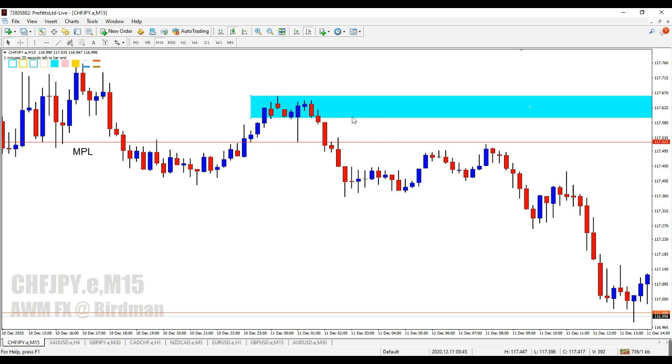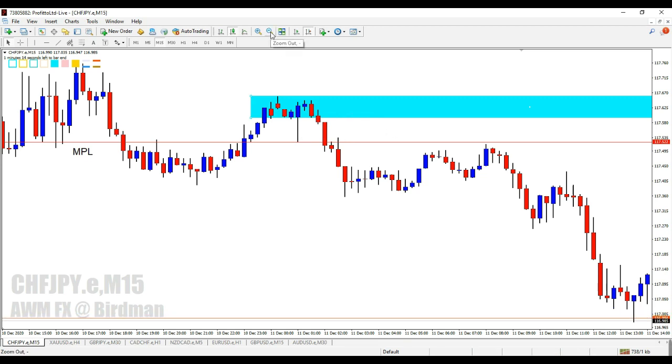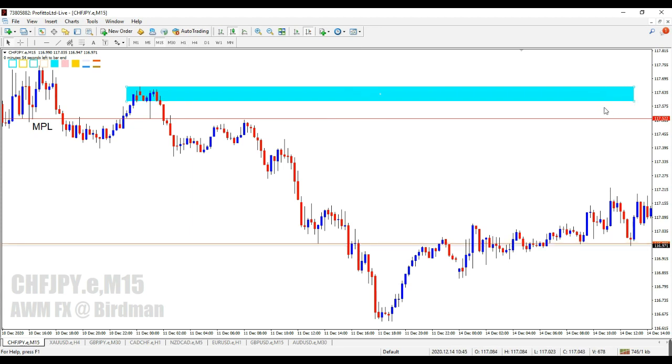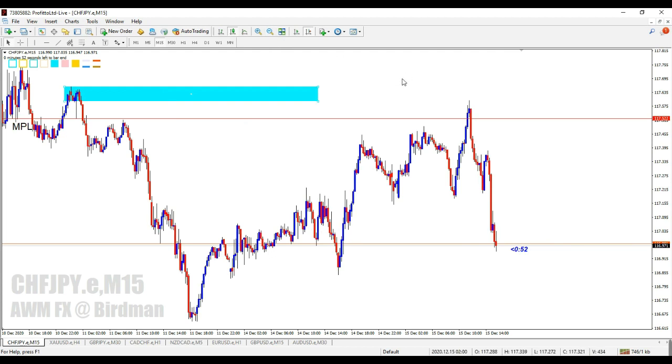So this is what we call a very beautiful setup. Very obvious, beautiful setup. I don't know what else you can ask for. This is really easy. Okay, so now we have our MPL. Of course, we need to switch to our bigger time frame so it's easier for us to see, or maybe we don't need that.